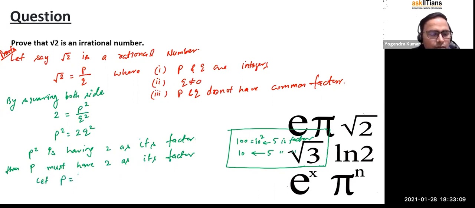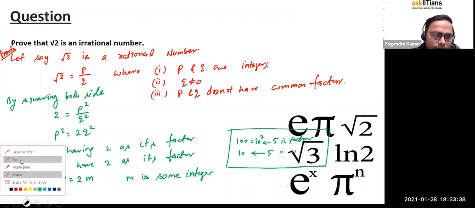as 2 is the factor of p, so can I say p is 2 times m, where m is some integer, right, where m is some integer.